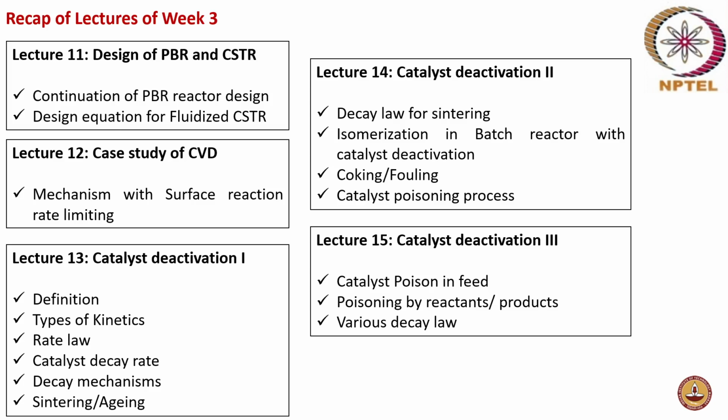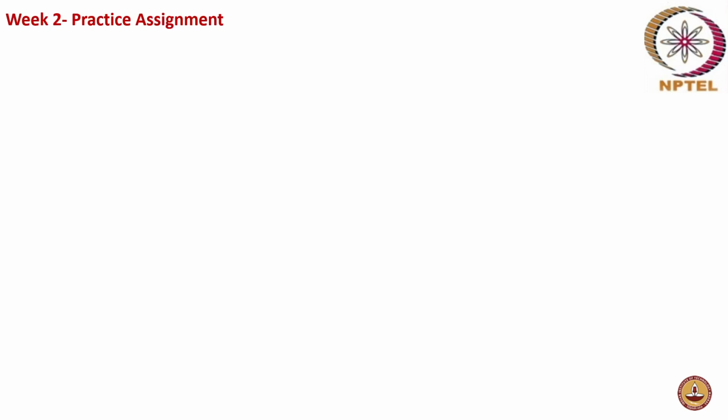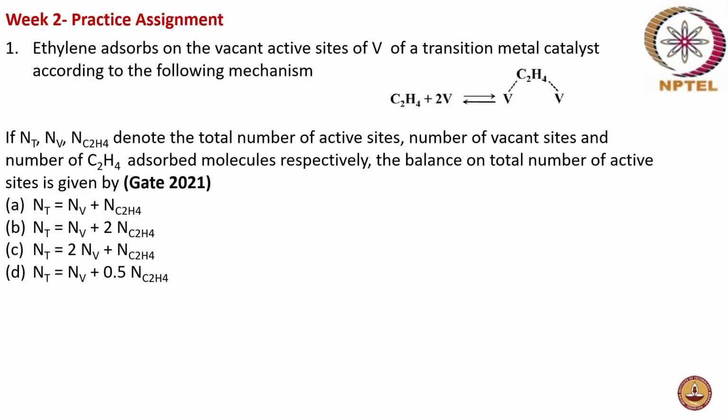You're able to get some glimpse of it, right? When you go through the lectures, you will get a clear picture. Now let's go on to the practice assignment. Ethylene adsorbs on the vacant active sites V of a transition metal catalyst, according to the following mechanism: C2H4 plus 2V gives C2H4V and V.